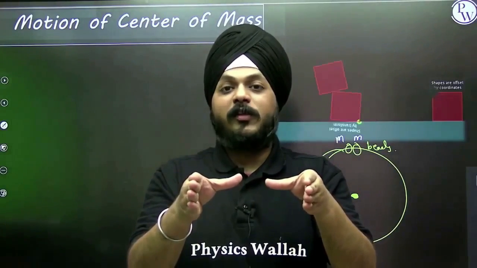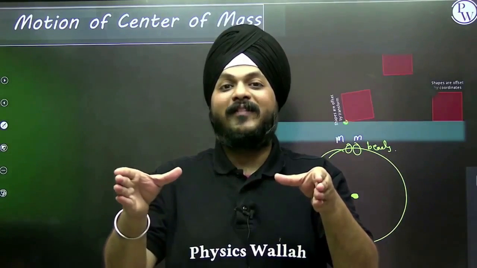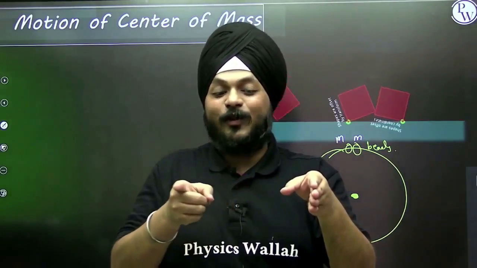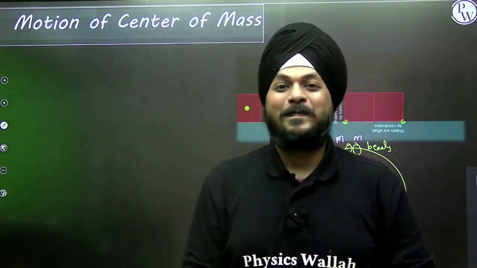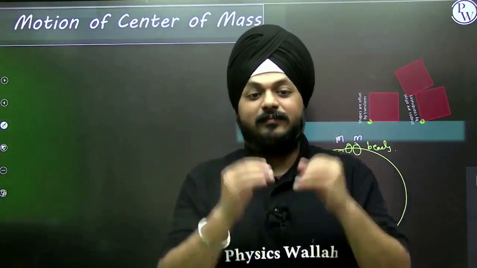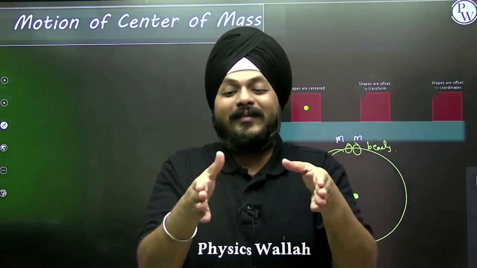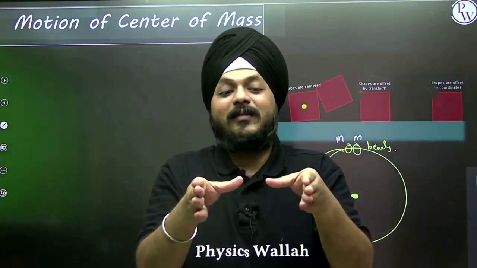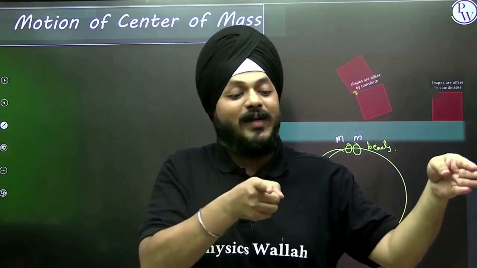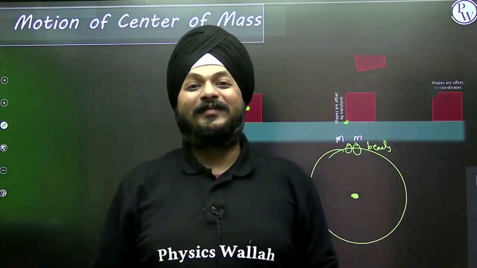Now, only this particle is moving with a velocity v. You can just imagine the center of mass is also moving towards the right side. That's the motion of the center of mass. Suppose this is m, and this is the center of mass. Now this is moving. You can just imagine the center of mass is moving towards the left side.